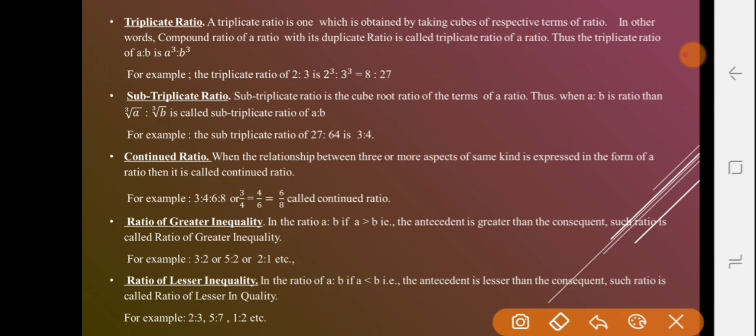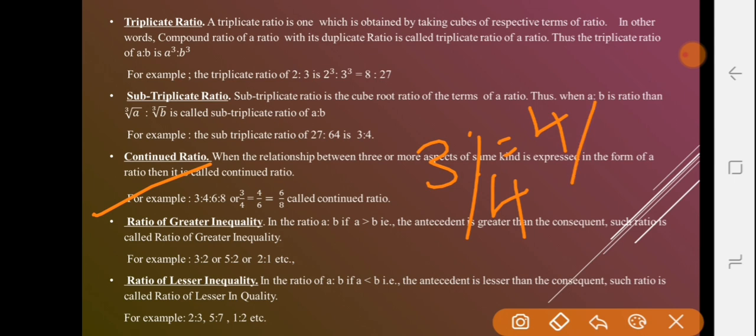Then we have a continued ratio. A continued ratio is where the relationship between three or more quantities of the same kind is expressed in the form of a ratio. Usually we are comparing two quantities, so if we are comparing more than two, that is a continued ratio. For example, 3 is to 4 is to 6 is to 8. This can also be written as 3 by 4, 4 by 6, 6 by 8. So there is a continuity here, so that is a continued ratio.